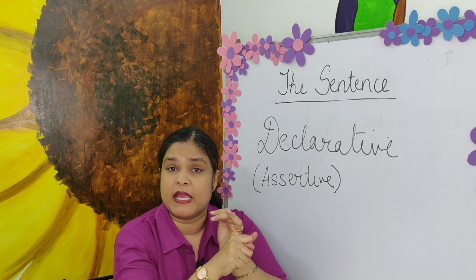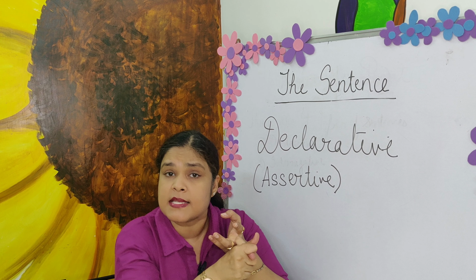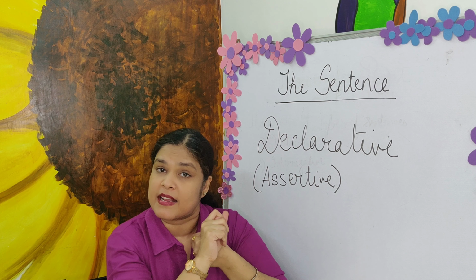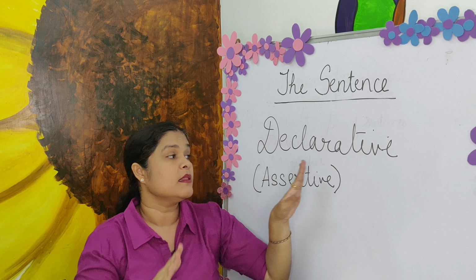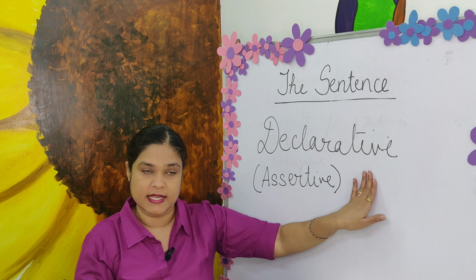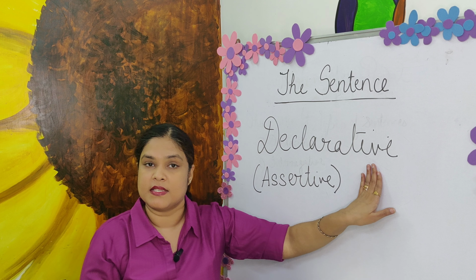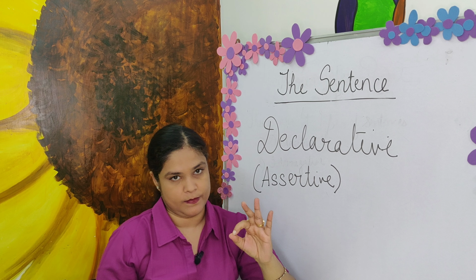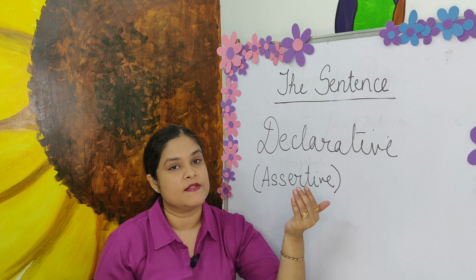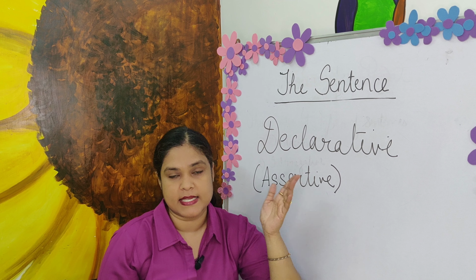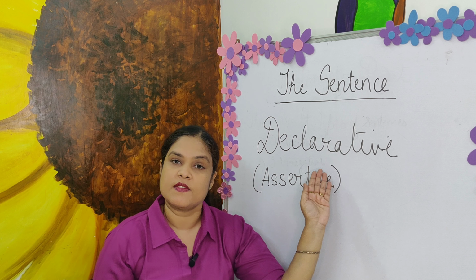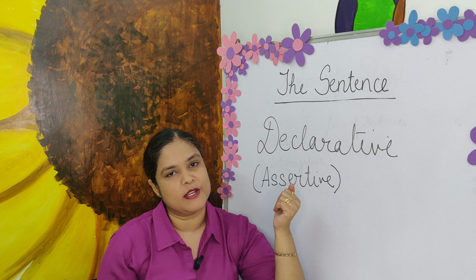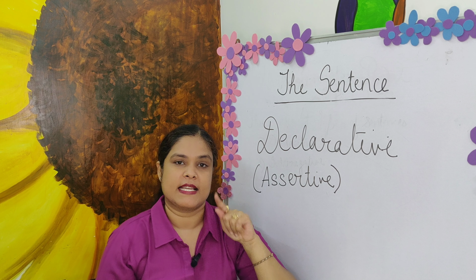So it states an opinion, it tells you, it declares something, or it tells you about an idea or about a fact, okay? So basically the idea behind a declarative sentence is that it declares or states something, okay? Remember, like all sentences, a declarative sentence will start with a capital letter and it will end with a full stop. Okay, this is a declarative sentence.